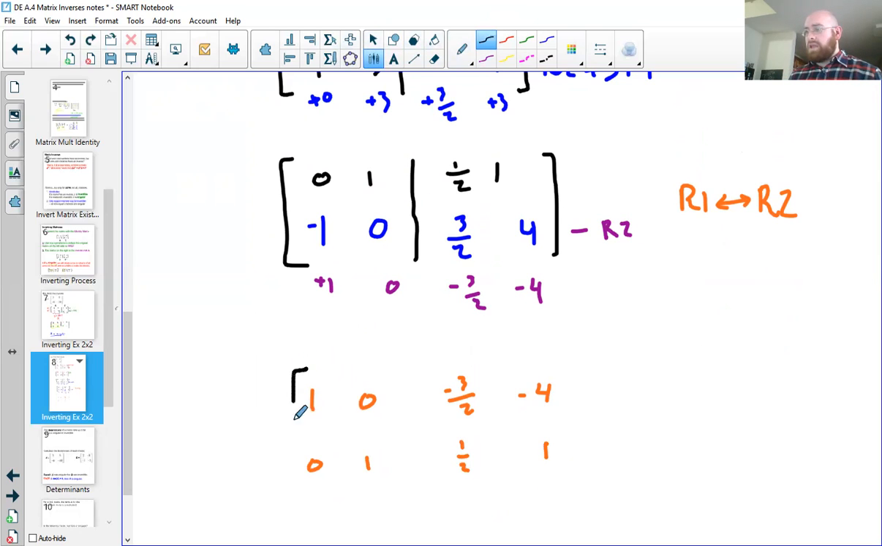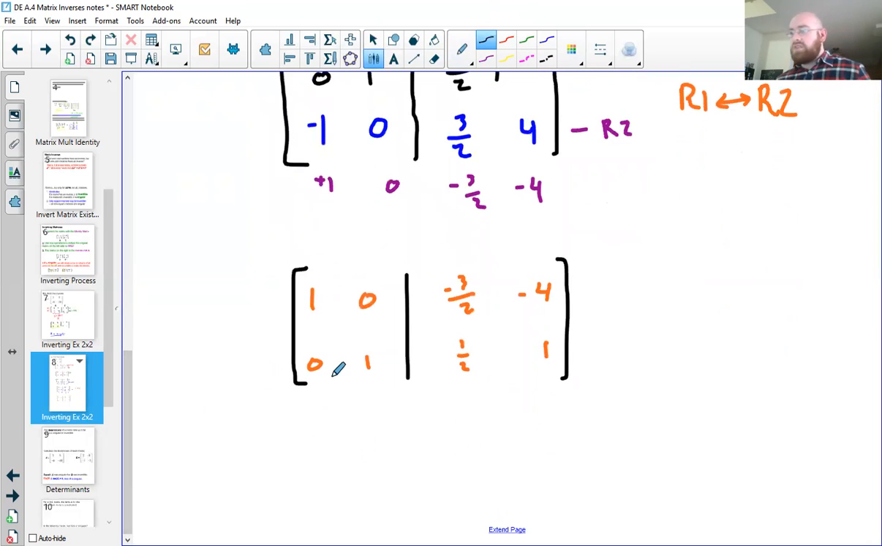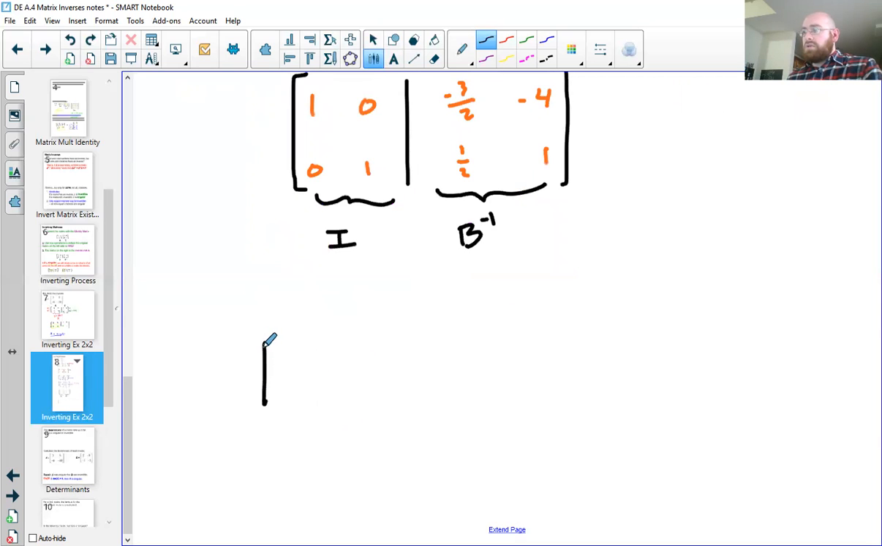I'm going to go back to my black marker now. And now we have to notice something. This left-hand side is now the identity matrix. We have put it into reduced row echelon form, which means this over here is the inverse of our original matrix B. So B inverse is equal to -3 over 2, -4, 1 half, and 1.